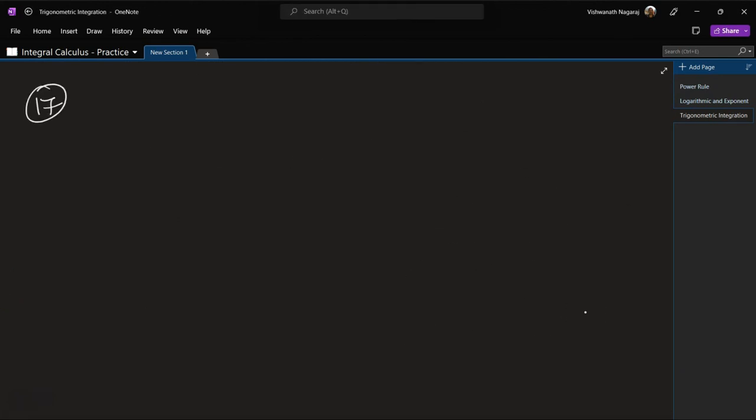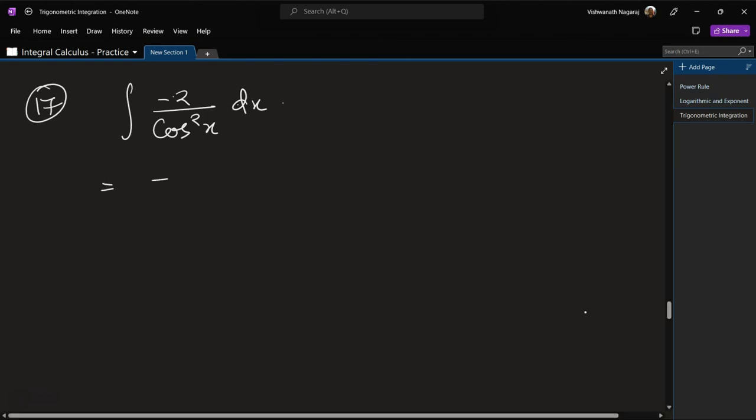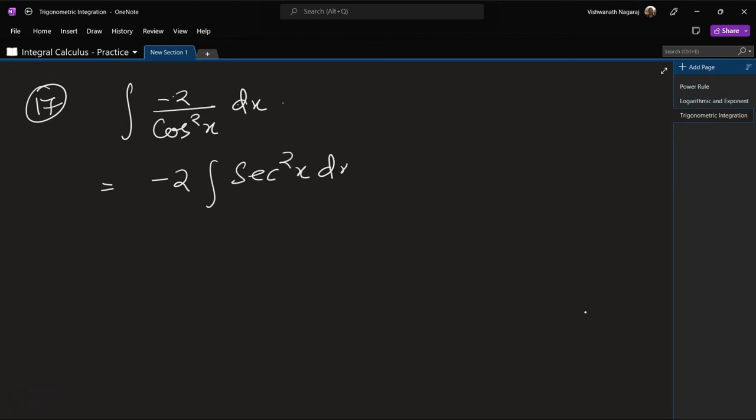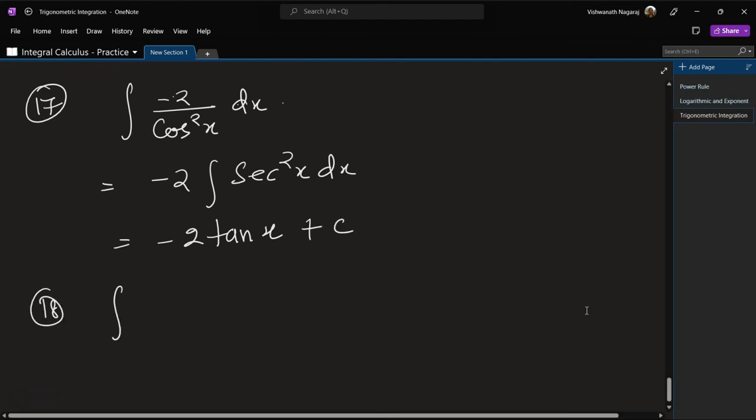17th one. Integral of minus 2 by cos square x dx. So minus 2, 1 by cos square x is sec square x dx. And we know sec square x is the derivative of tan x. Plus 18th one, minus cos x by sin x dx.